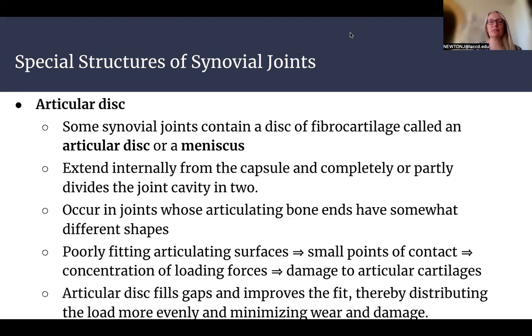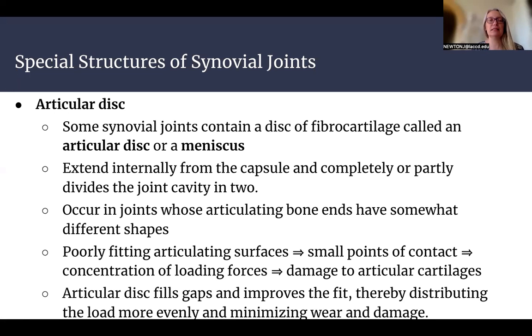Okay, so now that we've considered the general features of synovial joints, the things that are common to all synovial joints, we're now going to look at some special instances of structures that we see in synovial joints, but not all. One example of this is the presence of an articular disc. Some synovial joints contain a disc of fibrocartilage called an articular disc or a meniscus. Plural is menisci.